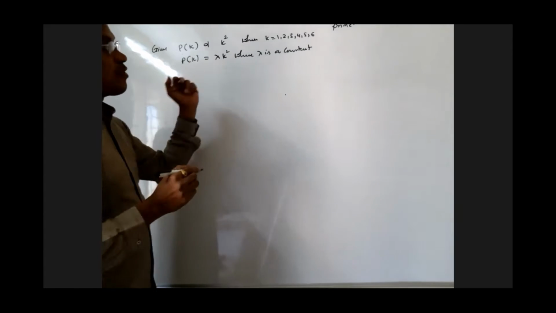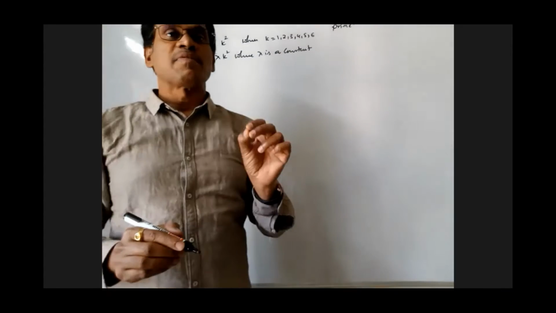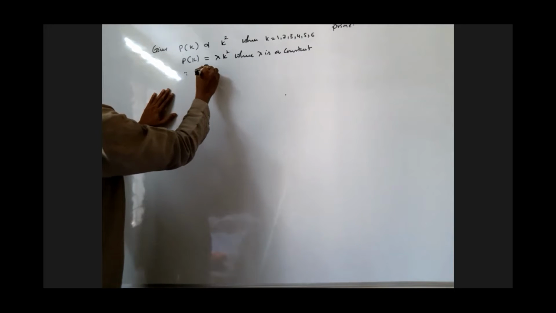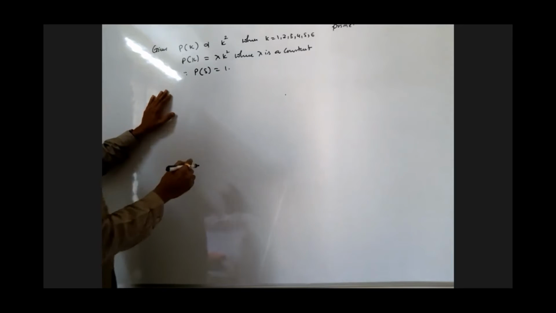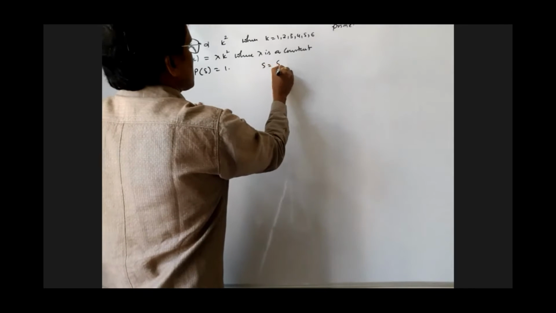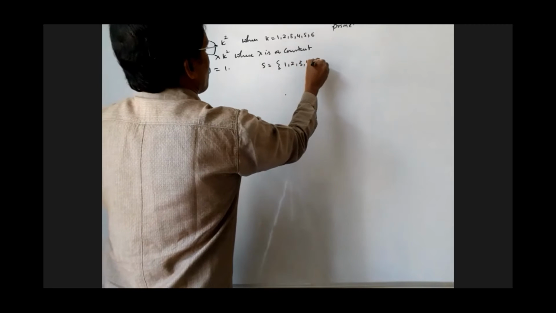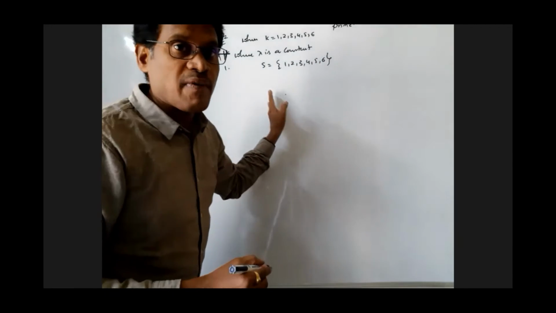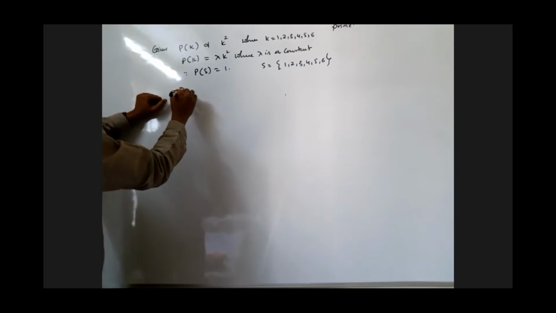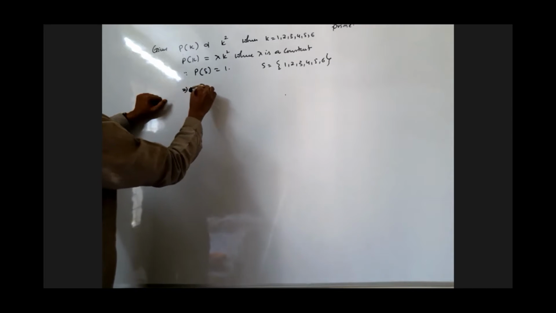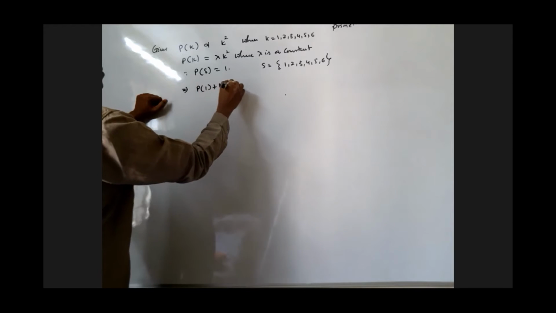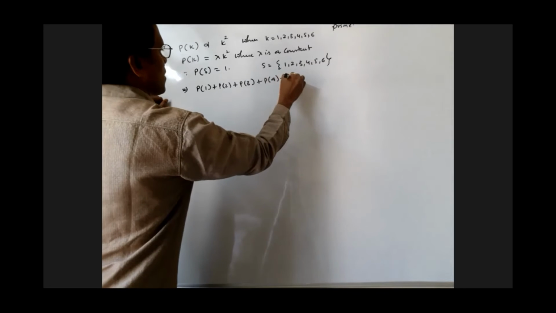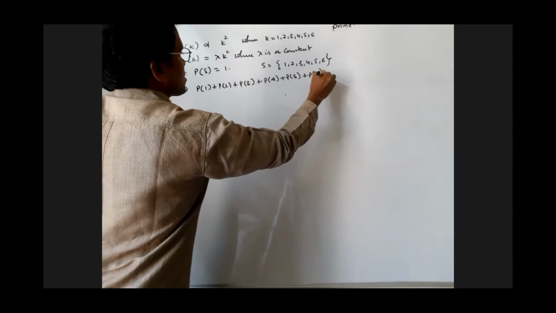But how can you find lambda? For that, I'm using the axiom of certainty: the probability of the sample space is equal to 1. The sample space here is 1, 2, 3, 4, 5, 6. They are mutually exclusive and exhaustive. Therefore, the sum of all the probabilities is equal to 1. That implies probability of getting 1 plus probability of getting 2 plus probability of getting 3 plus probability of getting 4 plus probability of getting 5 plus probability of getting 6 is equal to 1.